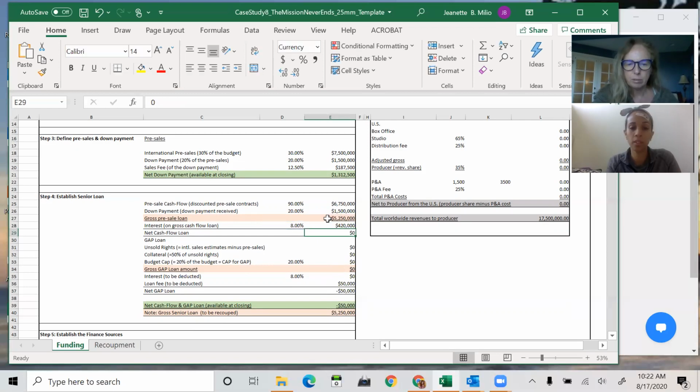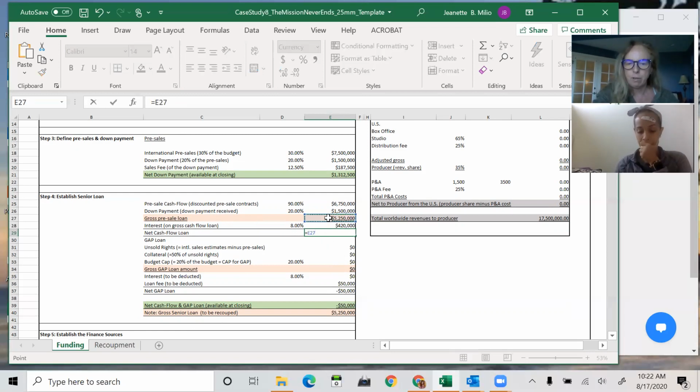That is correct. Right. So now I have to figure out how much money am I actually getting from the bank. And the way I figure this out is I deduct this interest from my gross pre-sale loan. So I basically deduct 5,250,000 minus the 420. So how much is that? What is my net cash flow loan for these pre-sales?